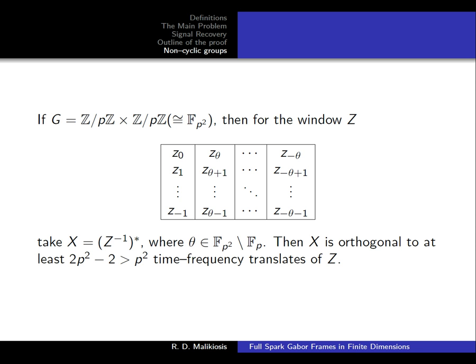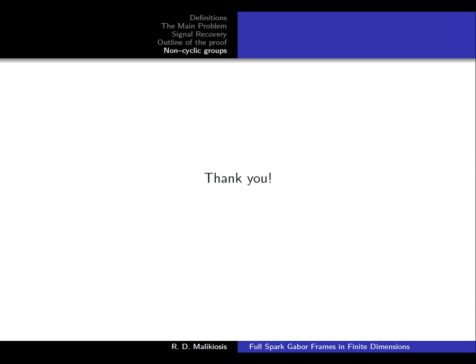So it turns out that it is orthogonal to at least 2p squared minus 2, which is much larger than p squared time-frequency translates of z. And this proves that you can never have full spark probability when the underlying group is non-cyclic. So that was all. Thank you very much.